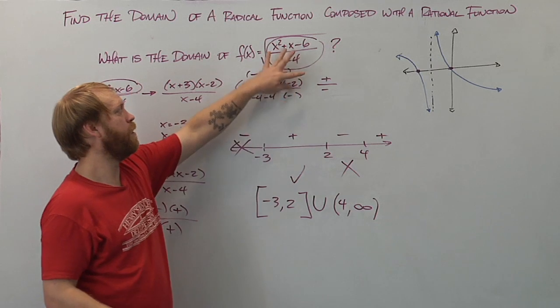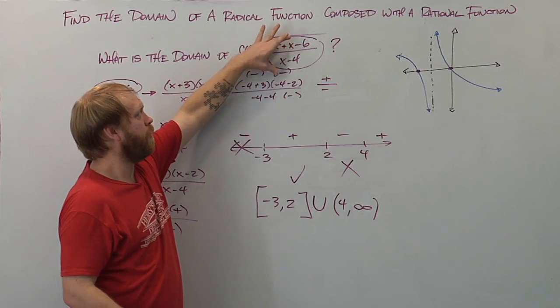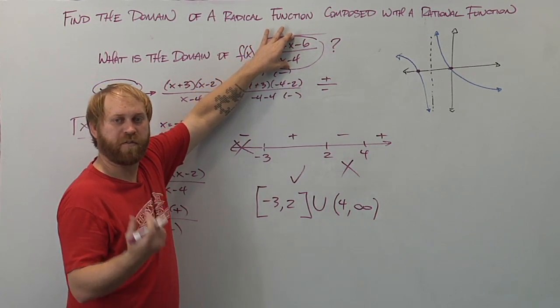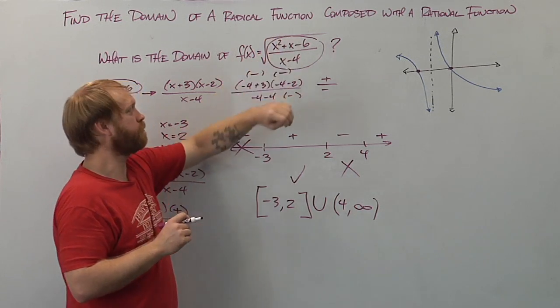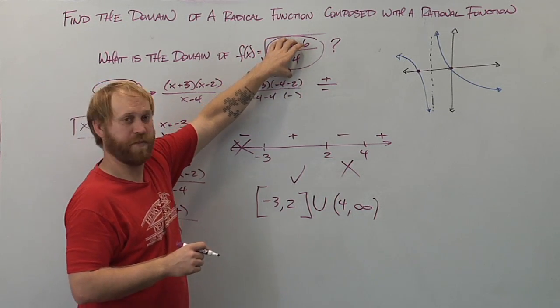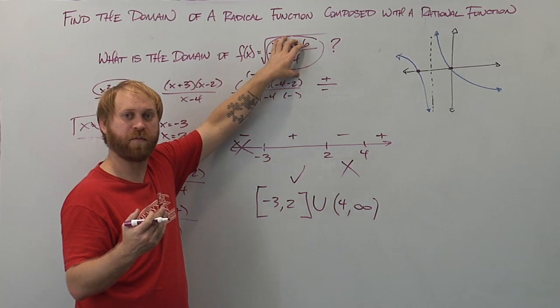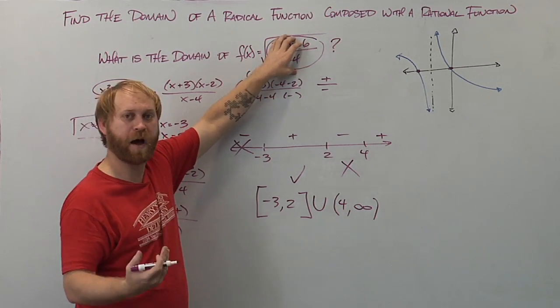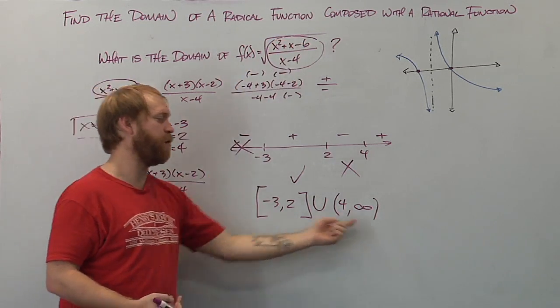So again, we're finding the domain of the rational expression that's inside the radical, and then finding where the rational expression is positive, and that's where my domain is going to be true.